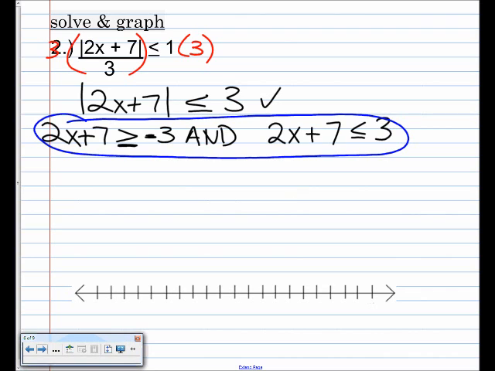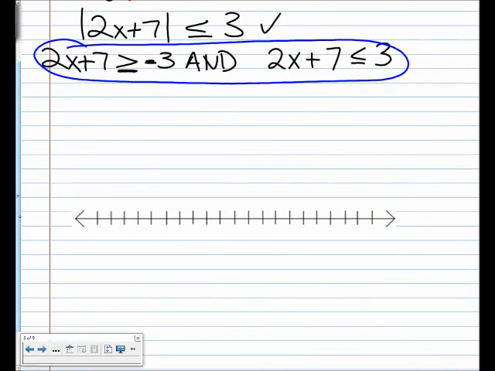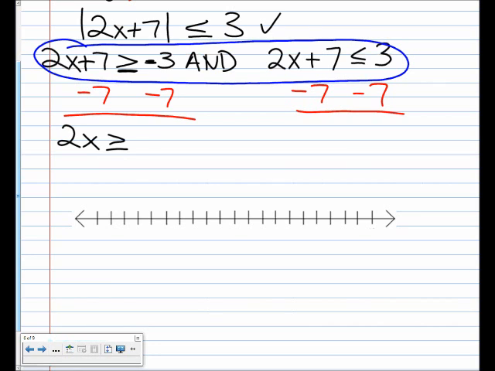Yeah, Jose. I'm almost done. Okay. Yeah, Aiden. So after you flip the inequality sign, and if you end up dividing by a negative, do you flip it back? I think Tyree asked that. If in my work I do divide or multiply by a negative, you still have to follow that rule. Okay? So let's finish this quickly. Subtract 7 from both. So I have 2x is greater than or equal to -10, and 2x is less than or equal to -4.